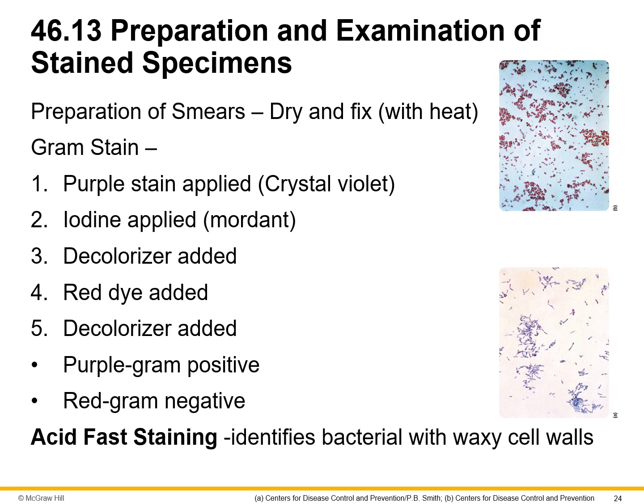For preparation, again, I talked to you guys about stains a minute ago, but this is the specific way it works. We dry and fix with heat, so we put a smear on the slide and then heat it up. We put on purple stain, which is called crystal violet. We put on iodine, which is a mordant, which means it locks it in. Decolorizer, so we rinse that off. And then we apply red and rinse that off. If it's purple, it's positive. If it's red, it's negative. And if neither of those work, we have to do an acid-fast stain.